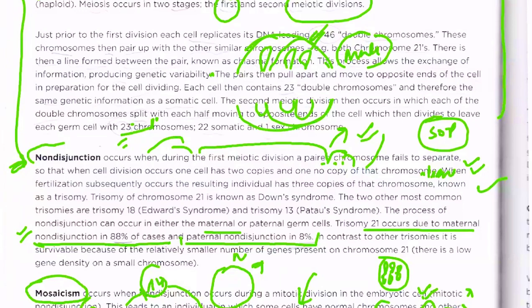Okay, and if there is translocation between chromosome 21 and chromosome 14, there will be less chance, maybe up to 4%, maybe up to 2%. Okay, now read this line, very important.